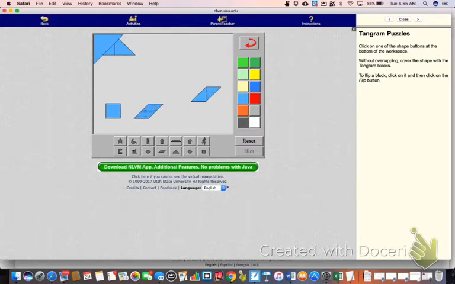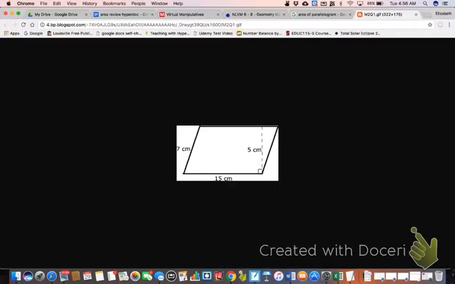Again, see how a square and a parallelogram are really similar, because if I take this parallelogram and chop it in half, I can actually turn it into a square. Well, what does that have to do with finding the area? Let me show you what that has to do with it.